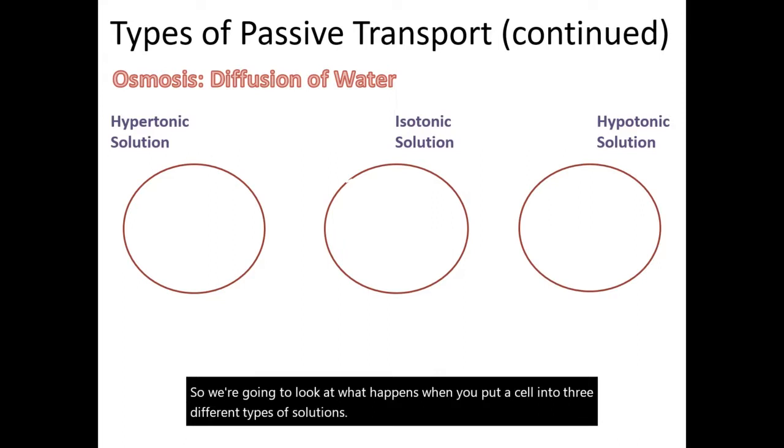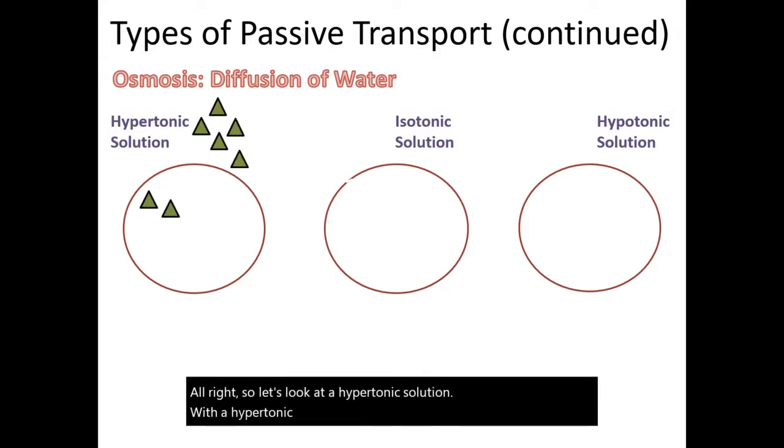All right, so let's look at a hypertonic solution. With a hypertonic solution, you're going to have more of a solute outside of the cell compared to inside of the cell. So you'll notice all those green triangles. Let's pretend that's salt. So we're going to place our cell inside of a salty solution. So there's more salt outside of the cell than inside of the cell.